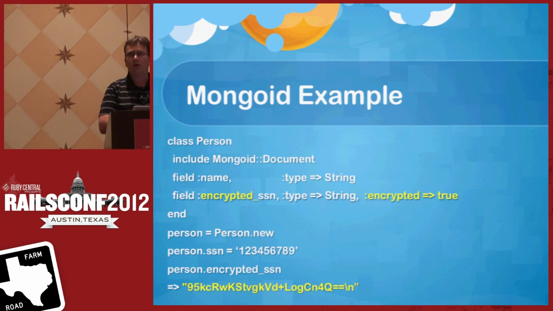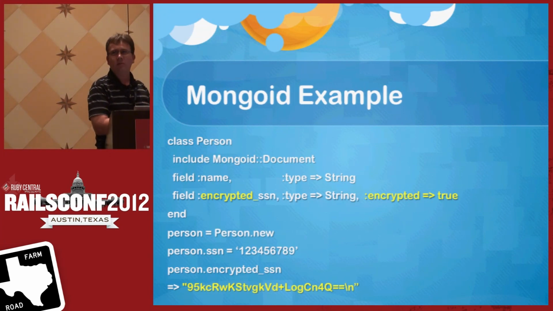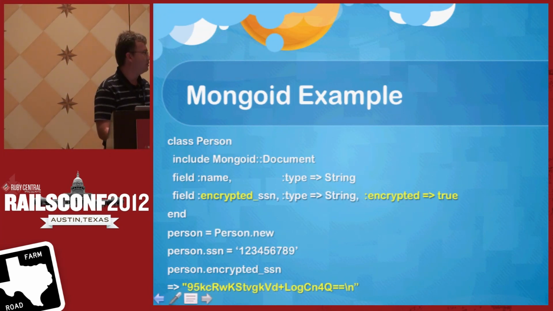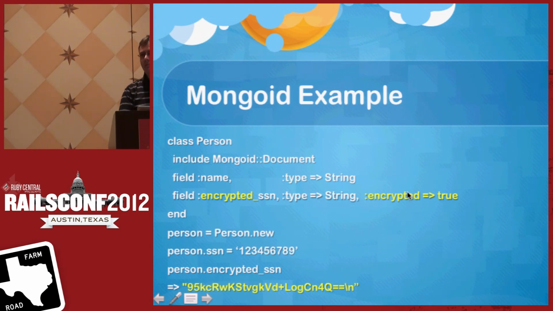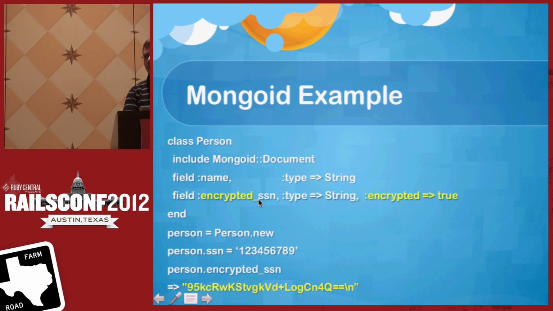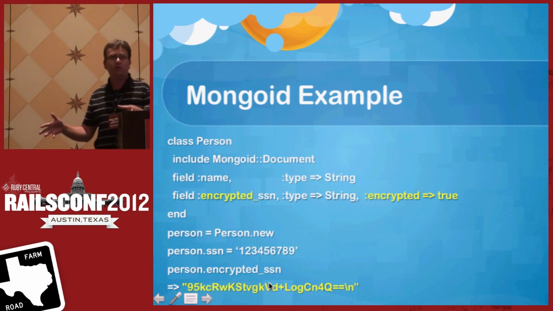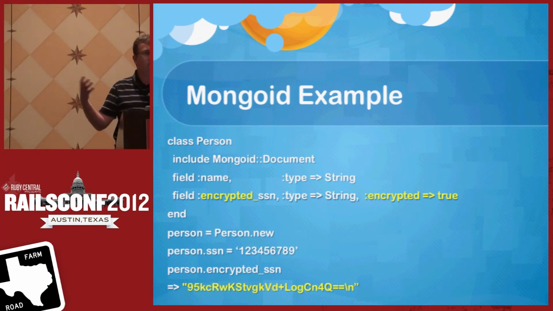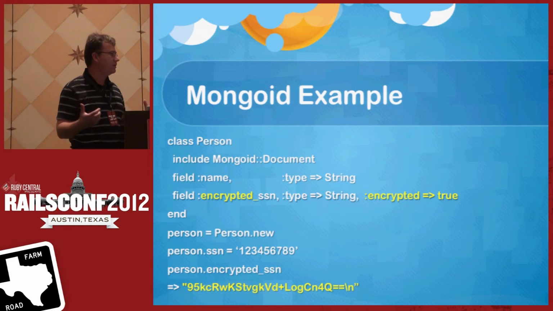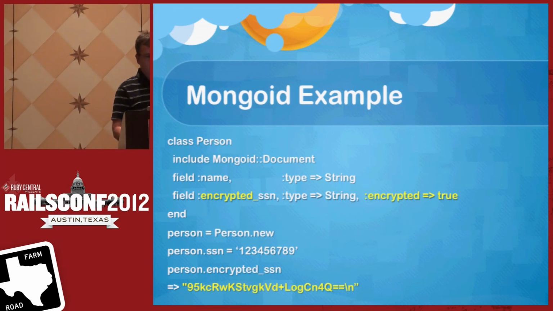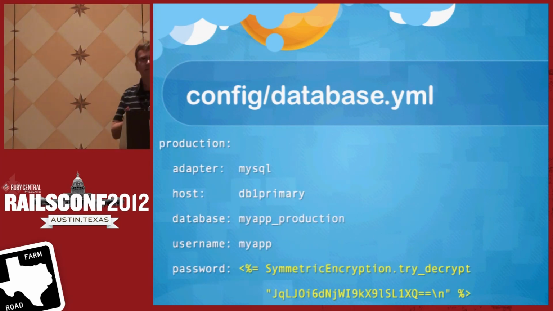And the same thing in Mongoid. Anyone using Mongoid as your mapper into Mongo, it's a very similar scenario. All you do is at the end, you add encrypted: true. That field will now become encrypted, and by convention, I just use encrypted_ssn as the field name. I just set the SSN to that number and retrieve it back, and it's now encrypted. So now in my Mongoid data store, and in my MySQL or Oracle, whatever data store is being used, it now contains the encrypted data.